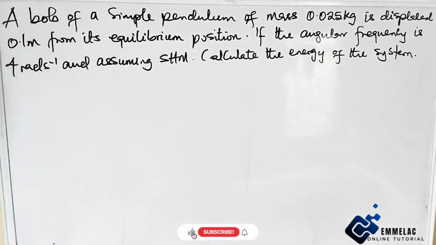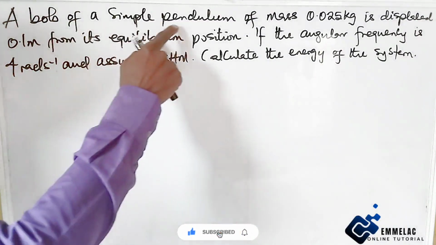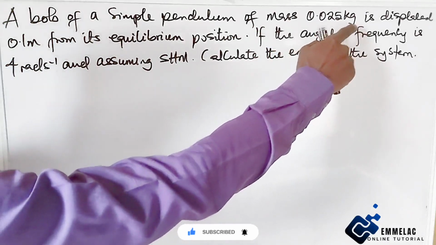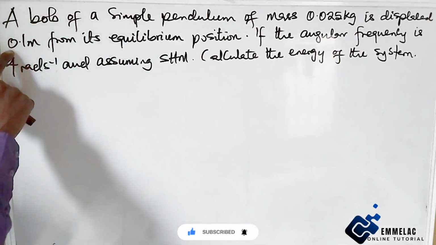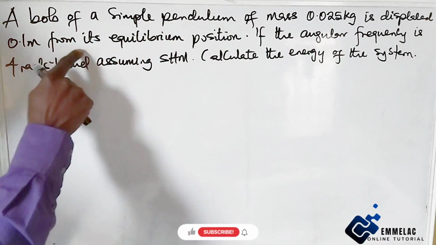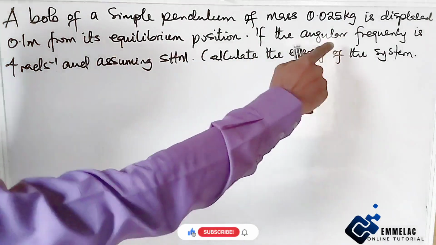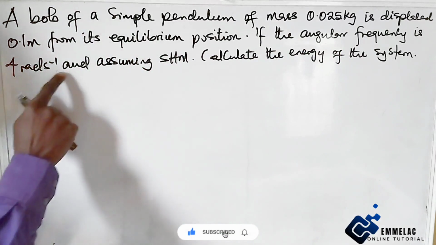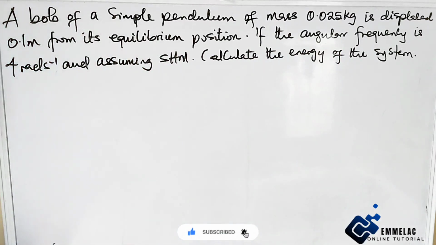Before us is this question, and we have to calculate the energy of the system. Now, if a bob of a simple pendulum of mass 0.025 kilogram is displaced 0.1 meter from its equilibrium position, if the angular frequency is 4 radians per second, and assuming simple harmonic motion.